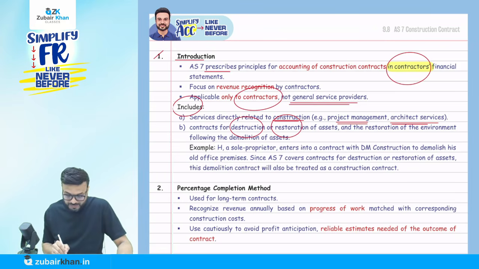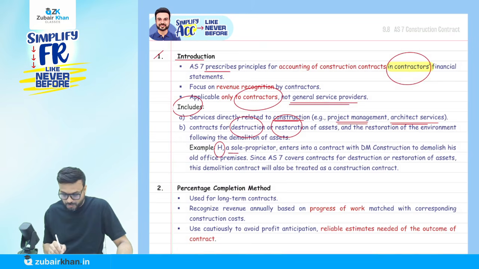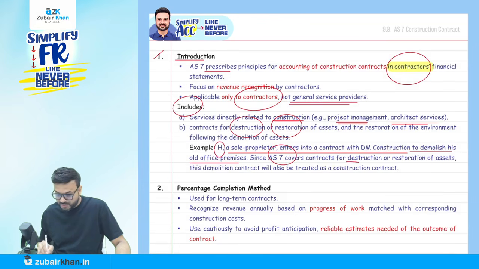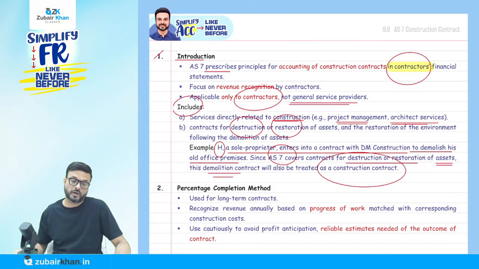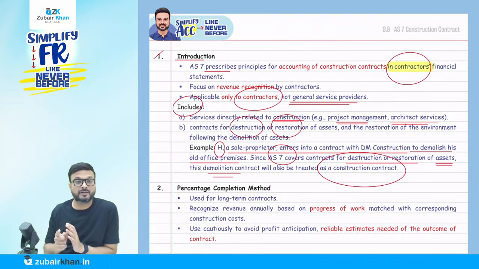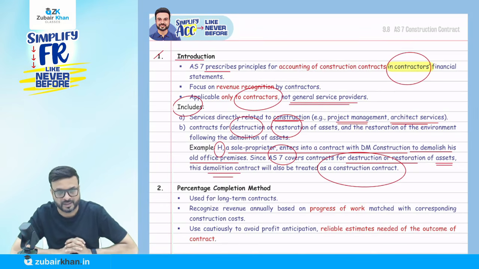Okay. So they say, for example, H, a sole proprietor, enters a contract with DM Construction to demolish his old office premises. Since AS 7 covers contracts for destruction or restoration of an asset, this demolition contract will also be treated as a construction contract. Okay, so remember that not just construction, demolition is also going to be covered under Accounting Standard 7.